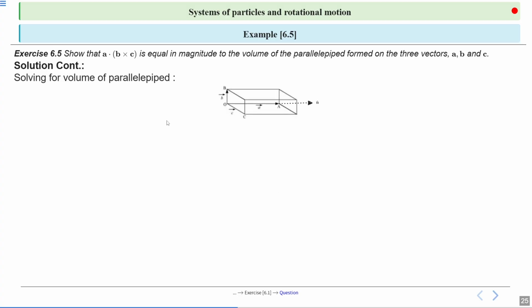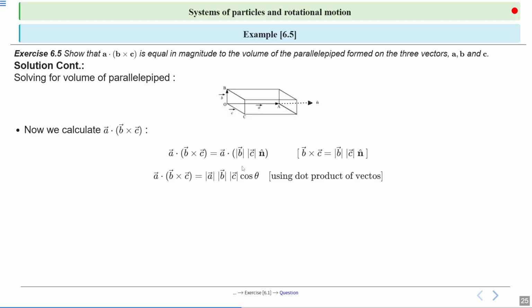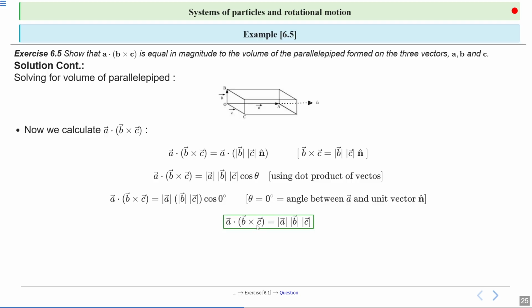Solving for volume of parallelepiped. So now we know A dot B cross C, that is equal to A dot mod of B into mod of C n cap. And B cross C is equal to mod of B into mod of C into n cap. So using this property we can write A dot B cross C is equal to mod of A into mod of B into mod of C cos theta. Here theta is 0 degree, because the angle between A vector and unit vector n cap is 0; both are in the same direction, or we can say parallel. So we can say A dot B cross C is equal to mod of A into mod of B into mod of C vector. So this is the proof. Therefore, A dot B cross C gives the volume of the parallelepiped.